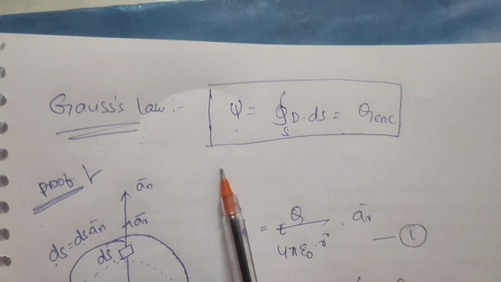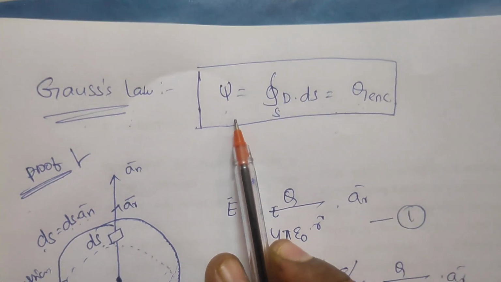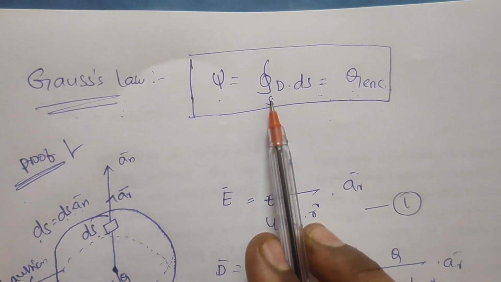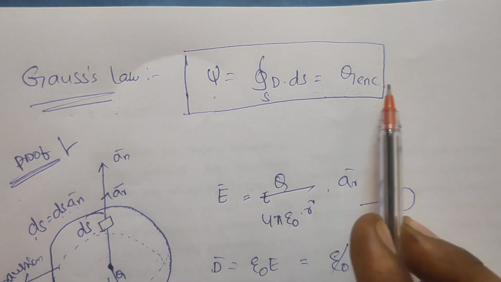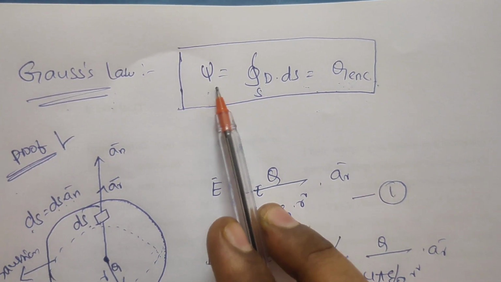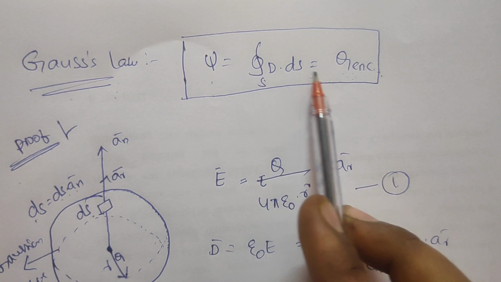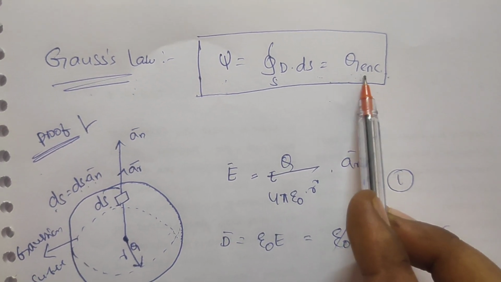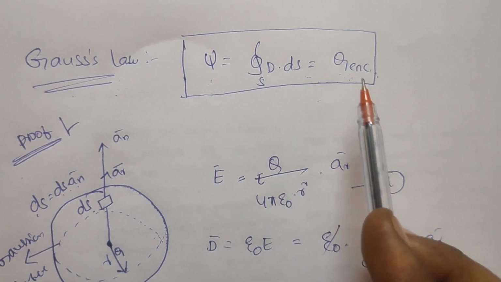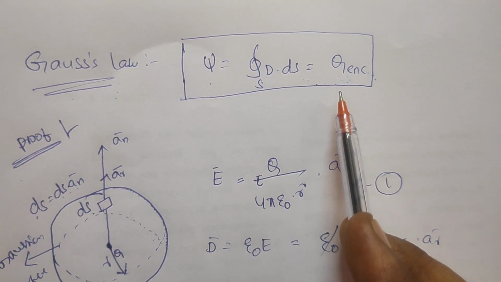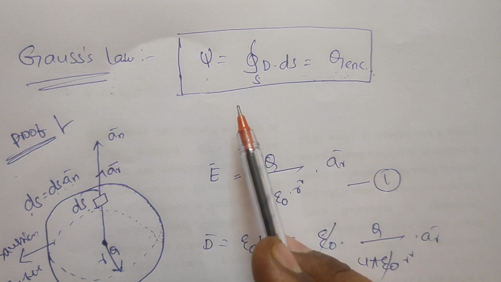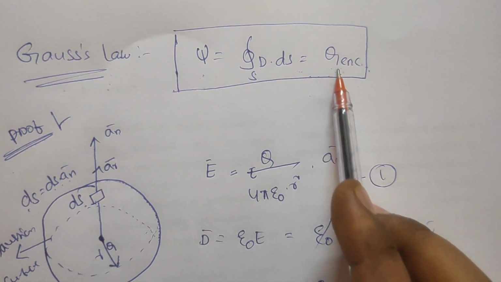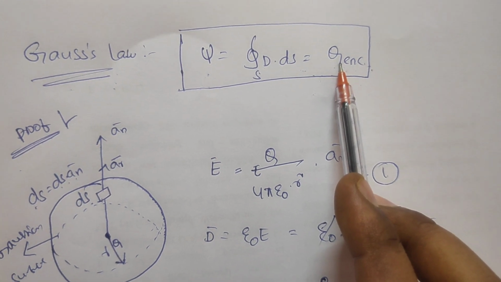So coming to the statement of Gauss's law: the net flux passing through any closed surface should be equal to the charge enclosed by that surface. That is, the net flux psi should be equal to the charge enclosed by that surface. So you have to consider any arbitrary closed surface, and the total net flux passing through it should be equal to the total charge enclosed in that surface.